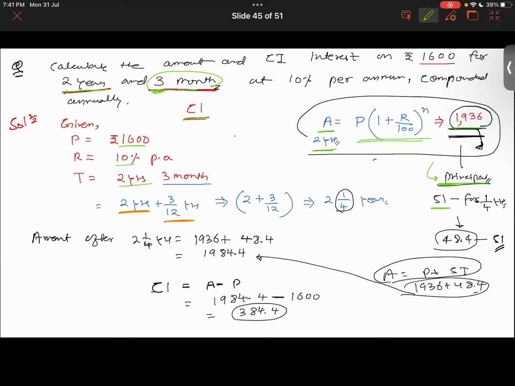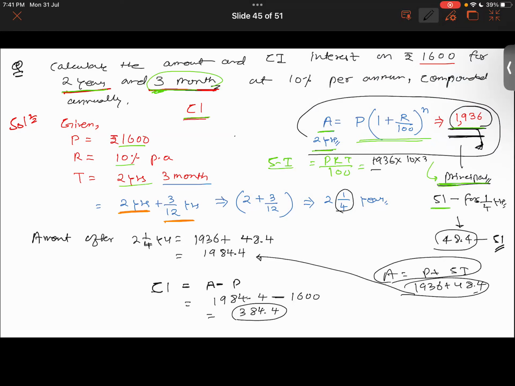Now take the simple interest formula, that is PRT upon 100. So principal here was 1936. Rate was how much? 10%. Time period was 3 months, right? Time period was 3 months.